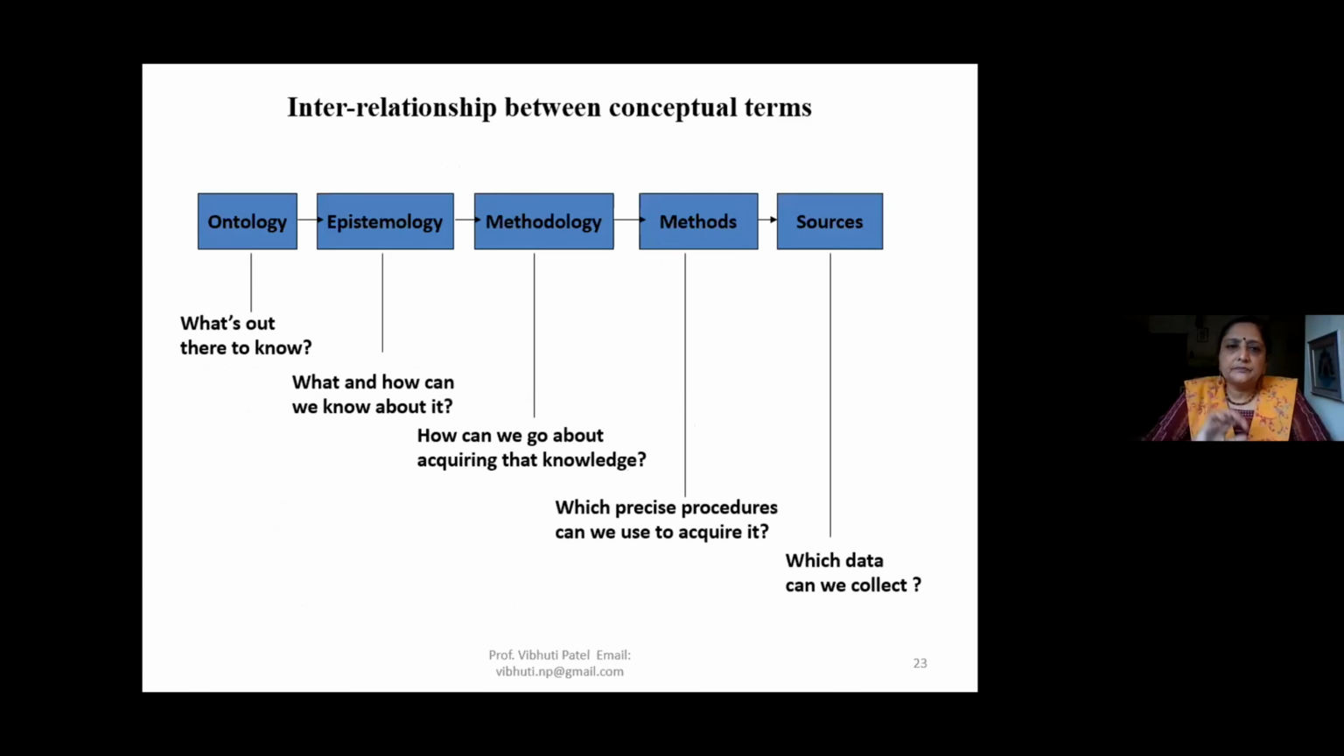Now, the whole process of research, one is it starts with ontology, what is out there to know. Then you go to epistemology, that means what and how can I know about it? What are the methodology? How can we go about acquiring knowledge? What method I will use, whether I'll be in the library or whether I'll be in the field, whether I'll go through the data sets already given. Wherever there are data gaps, I may supplement it with the focus group discussion or qualitative study or case study.